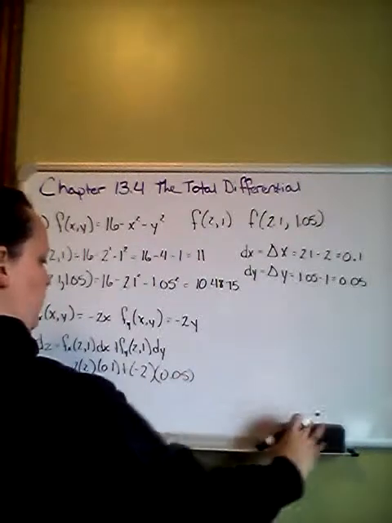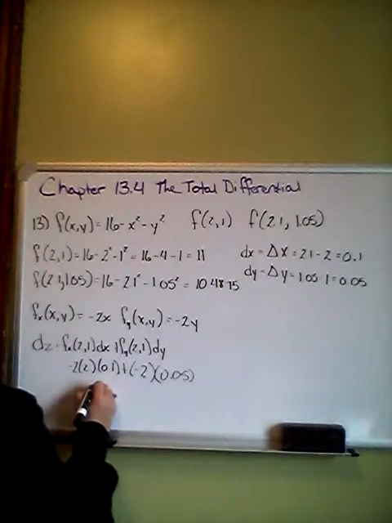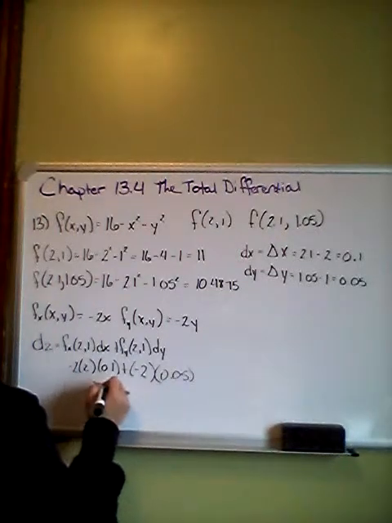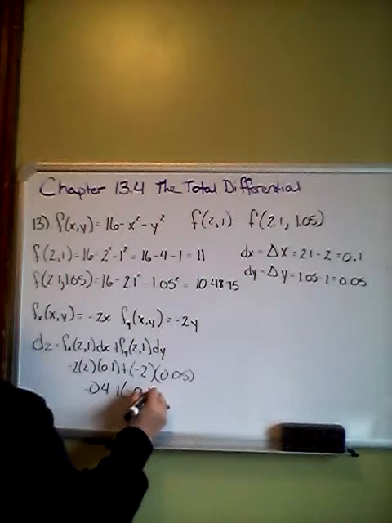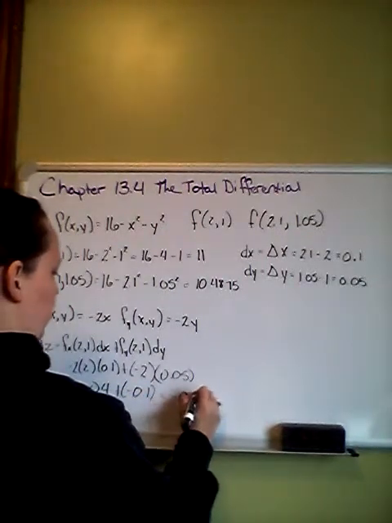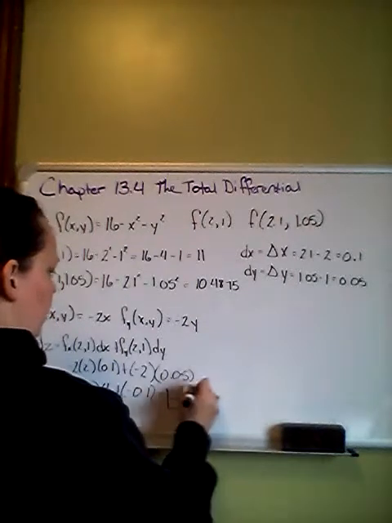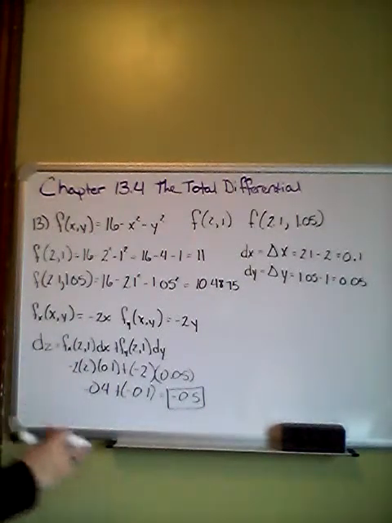Okay, and so then we are going to end up with a negative 0.4 plus a negative 0.1, which of course is going to give us a negative 0.5 as the answer we get from our total differential. Now this is more of an estimate. The next step that we're going to do is going to get us a more accurate number.